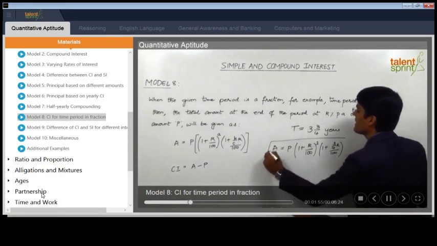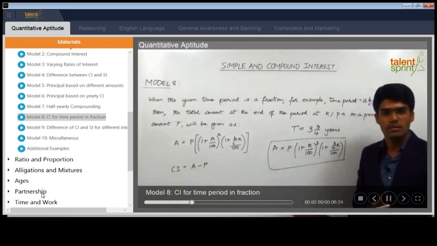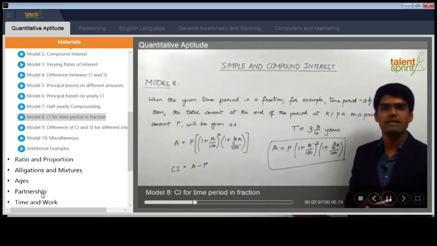So from this we can find out the amount, and then when we subtract the principal from the amount, we can get the required compound interest. So this is how we can solve questions related to calculation of compound interest or total amount for a given time, which is in terms of fractions.